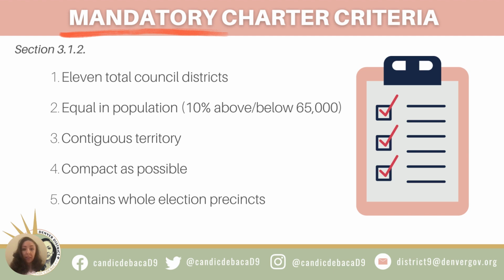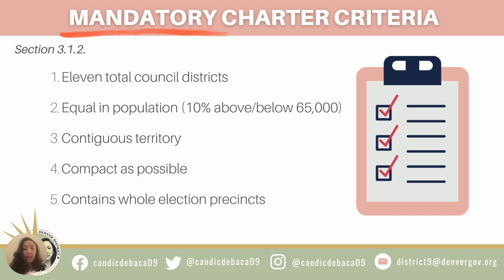The first set of criteria for redistricting is the mandatory criteria. This criteria is set forward or given to us in our city charter, which is basically like our city's constitution. And the 5 criteria in the charter are that we must have 11 total council districts, that they must be equal in population, that they must be contiguous territory or connected, they must be as compact as possible, and they must contain whole election precincts.